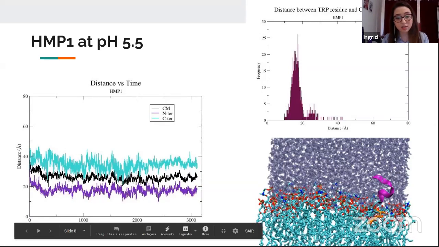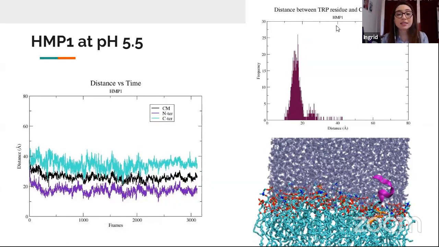You can see in the snapshot that the tryptophan, the orange one, is at the interface. That's more or less the same position that it had in the MP1, but the rest of the peptide is outside the bilayer. And the distance between the tryptophan and the center of mass of the bilayer is interestingly the same that we got from MP1. That's around 16, a bit higher, like 17. That's the result that we expected from the fluorescence experiment.